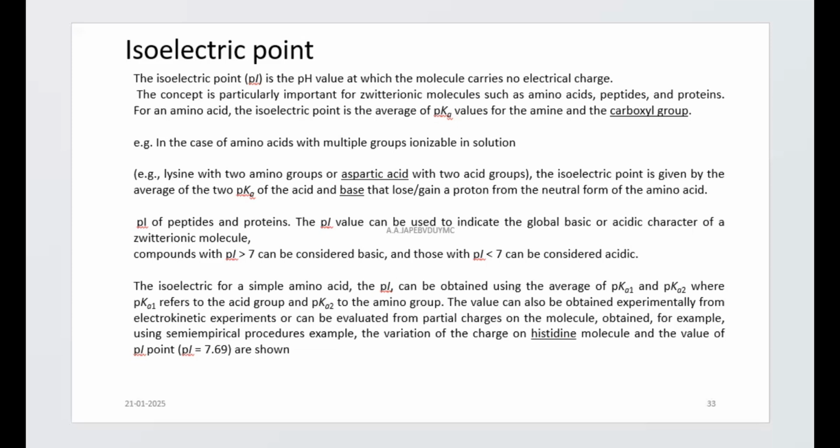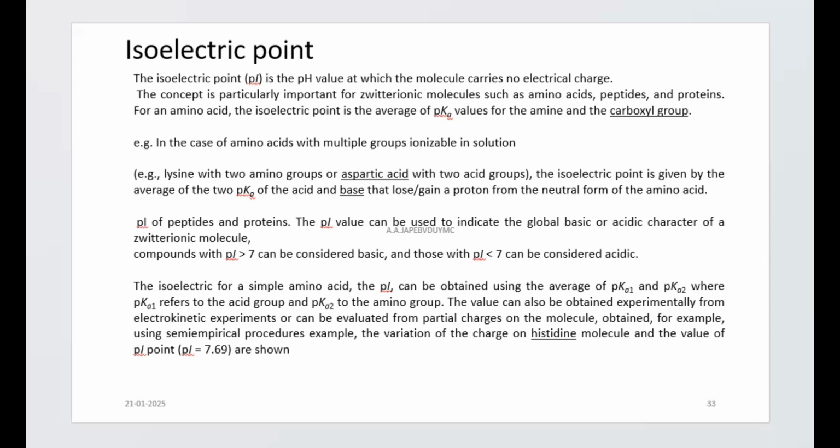Similarly, you have to find out the pI for peptides and proteins, which is nothing but, you can say, the total basic or acidic character of a zwitterionic molecule, right? Compounds with a pI value greater than 7 can be considered as basic, and those with a pI value, that is isoelectric point, less than 7 are considered as acidic. For a simple amino acid, the pI can be obtained using the average of pK1 and pK2, where pK1 refers to the acidic group and pK2 to the amino group, right? Both have to be taken into consideration.